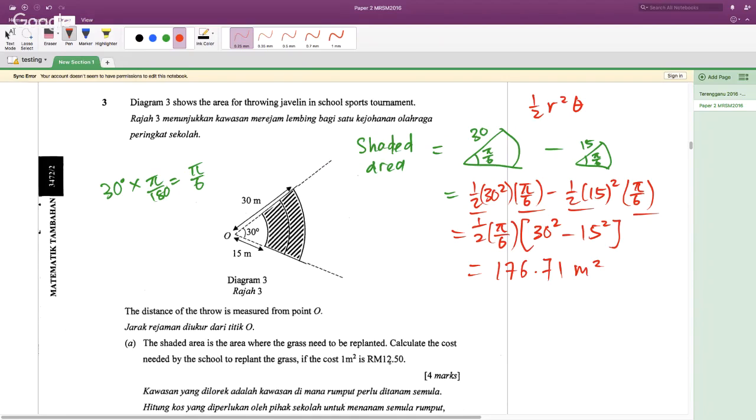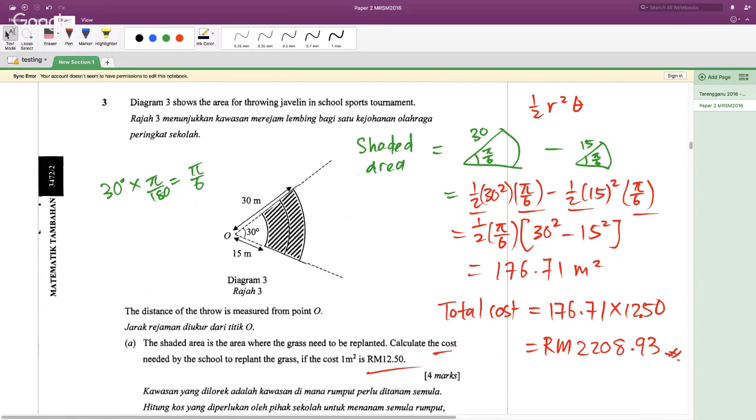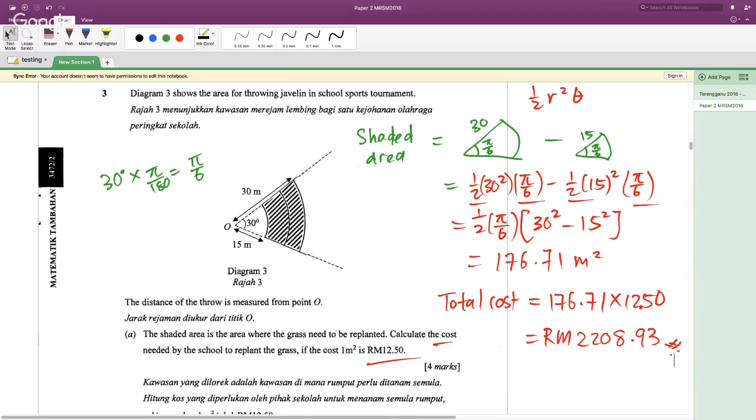This is the shaded area, but the question asks you to find the cost. Each meter square is 12 ringgit 50 cents, so I want to know the total cost. Total cost equals this value multiplied by 12.5. You should get 2208.93. This is my total cost of replanting the glass. If there's no problem, I'm going to move on to part B.